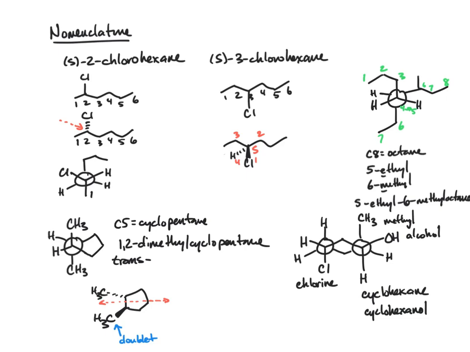What's the numbering of each substituent? The alcohol's 1, and then what do we want? What's the methyl group going to be numbered? It's 2. So it's on the carbon right behind the alcohol. So that's 2-methyl. And then the chlorine should be what? So 5-chloro.